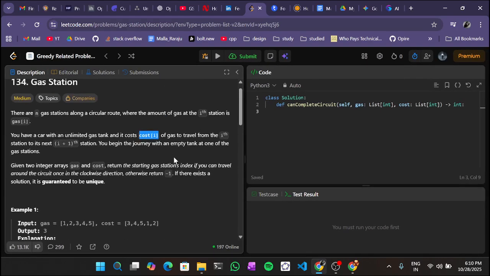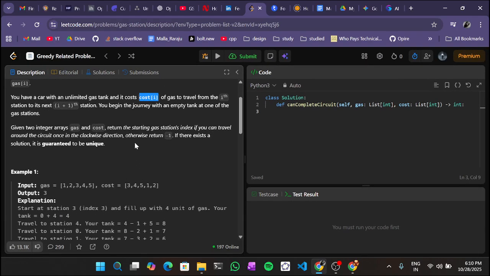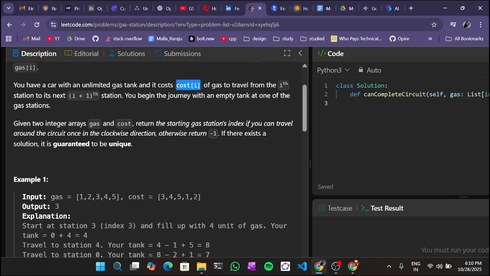Initially we will be at one of the gas stations. So that is at any of the gas stations. We might start from any of the gas stations, and we can move one step, I mean from one gas station to another gas station one by one. And for moving, it will cost the amount of gas provided in the cost.